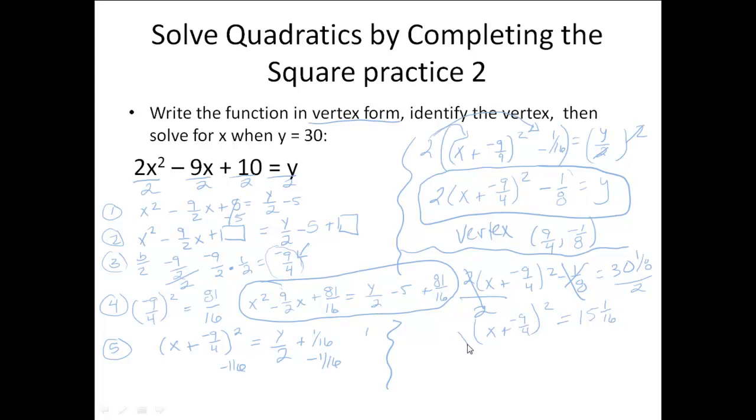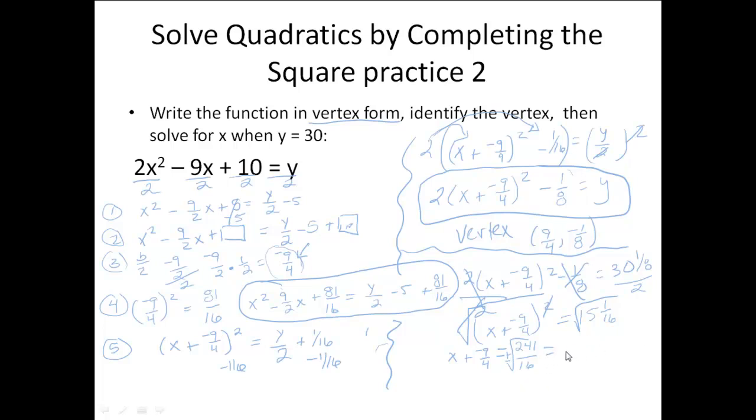Then I need to square root both sides. So my square and my square root will cancel each other out. On the left side I have x plus negative 9/4 is equal to, now on the right side we need to change that mixed number to an improper fraction. When we do that, we need to take our 15 times 16, sorry, and add 1 to it. We end up with 241/16. And since we applied the square root, it needs to be plus minus.